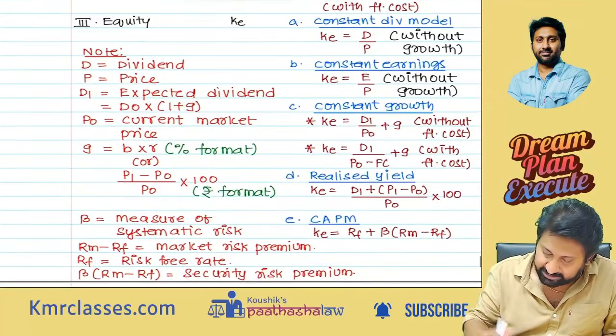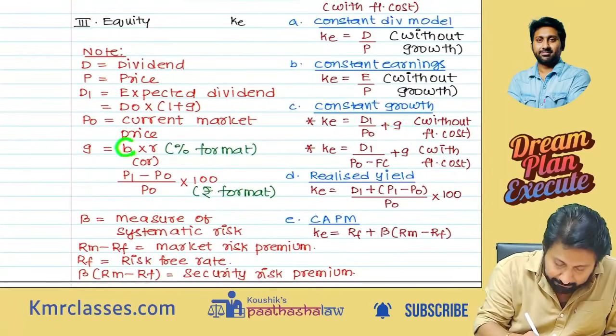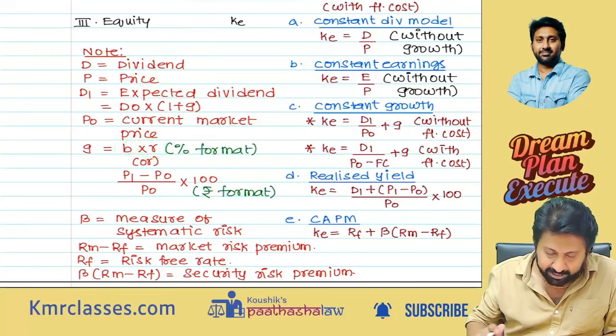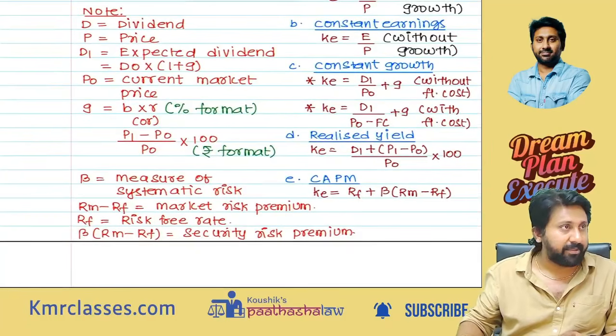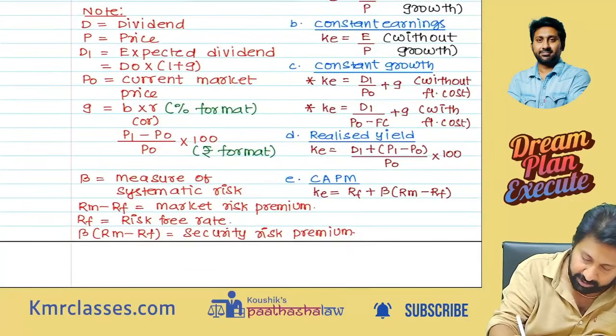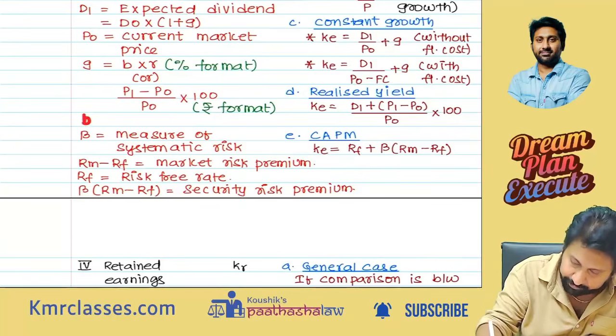Okay. Next, how will G be calculated? G can be calculated in two ways. B into R. What is B? B represents the retention proportion. If you want, I can write here for you to understand. See here.